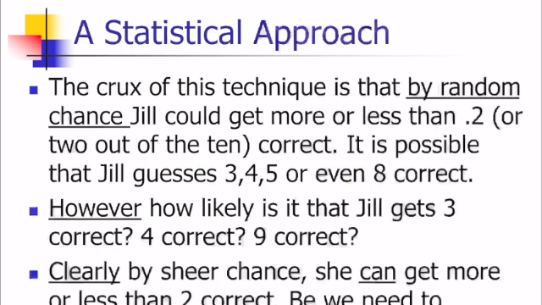By random chance, Jill could get more or less than 0.2, so 2 out of the 10 correct. It is possible that Jill guesses 3, 4, 5, or even 8 correct, okay? However, how likely is it that Jill would guess 3 correctly? How about 4? How about 9, right? The probability of getting 3 out of 10 correct, right?